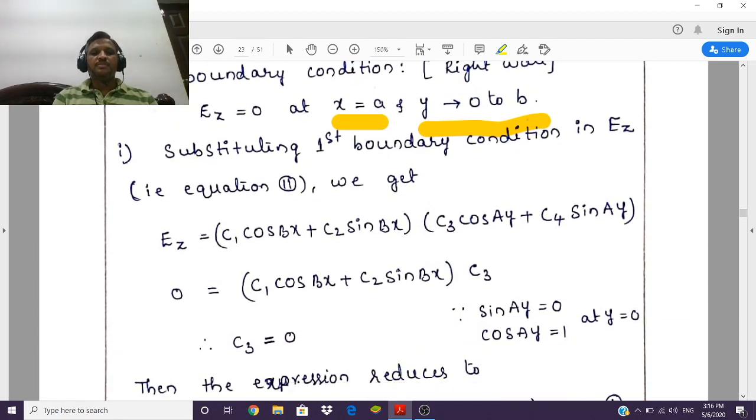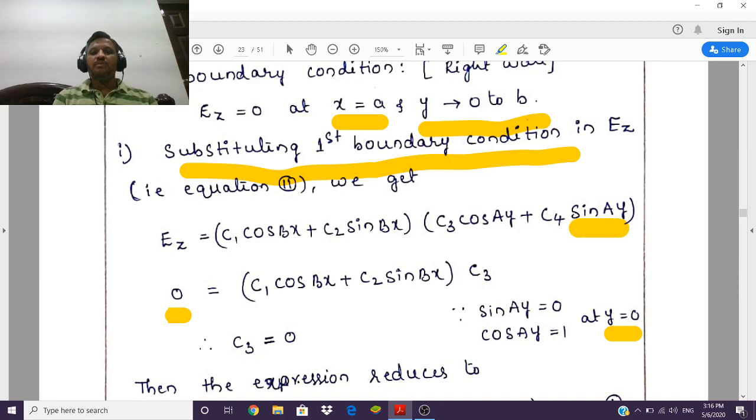Okay, this is our expression for Ez. Now apply the first boundary condition here in Ez. Ez from the first condition is 0, and also substitute y equal to 0. The condition here is y equal to 0, with x ranging from 0 to a. Once you substitute y equal to 0, this sin ay will become 0 and this cos ay will become 1.